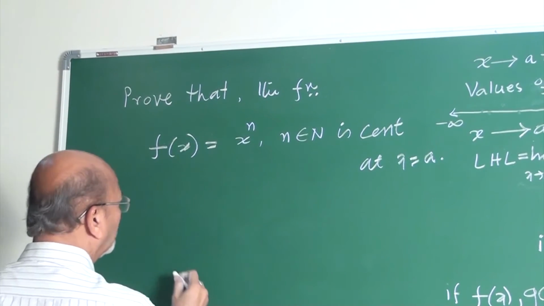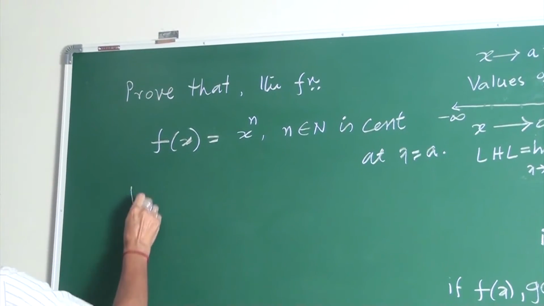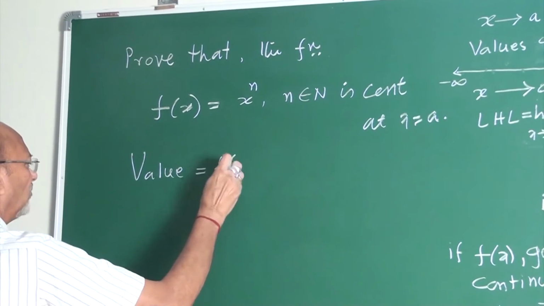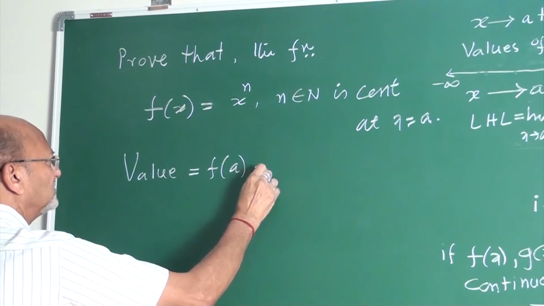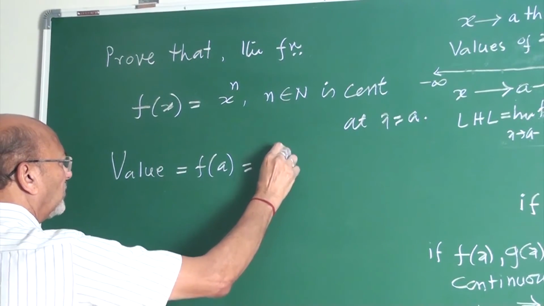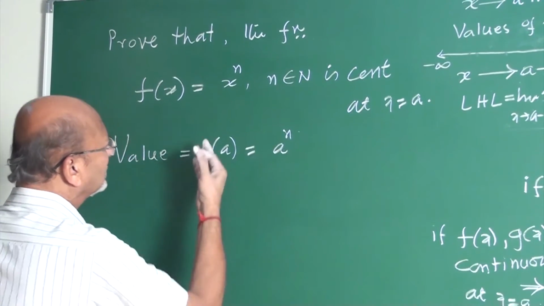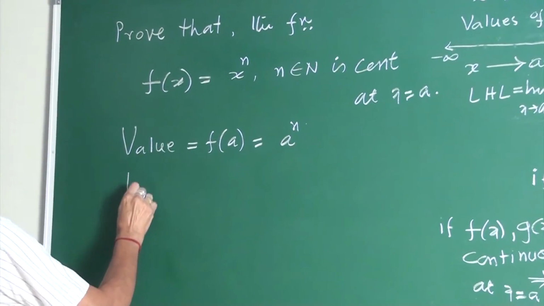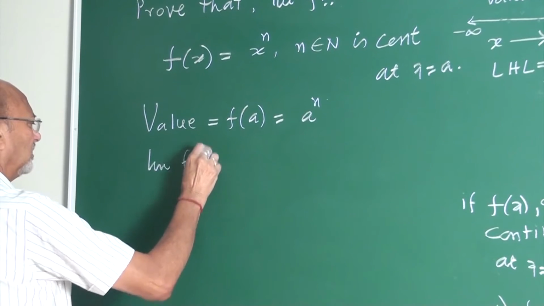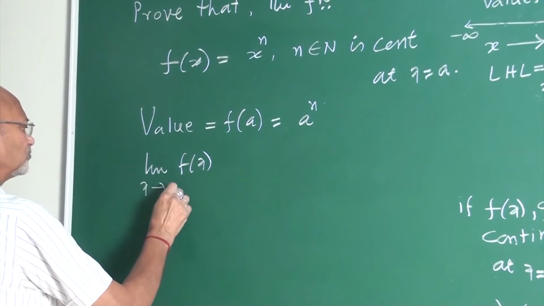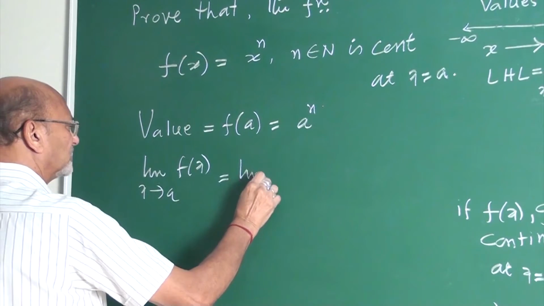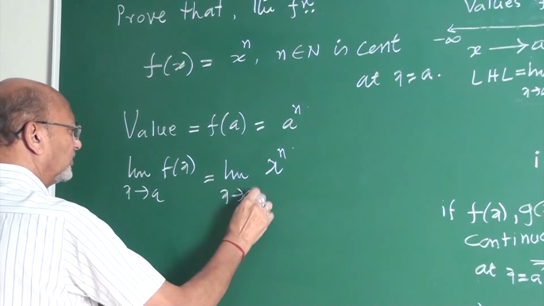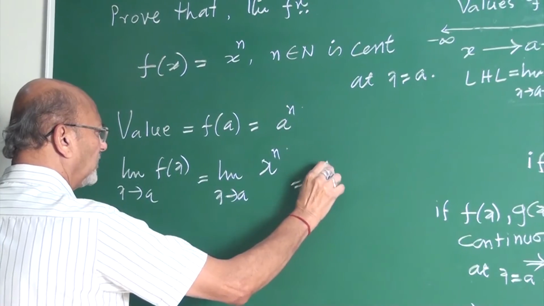What is the value? The value is f of x at x equal to a, just putting a to the power n, and that x is everything not equal to 0. Then comes the limit. The limit of f(x) as x tends to a. What is the limit of x to the power n as x tends to a? It is a to the power n.